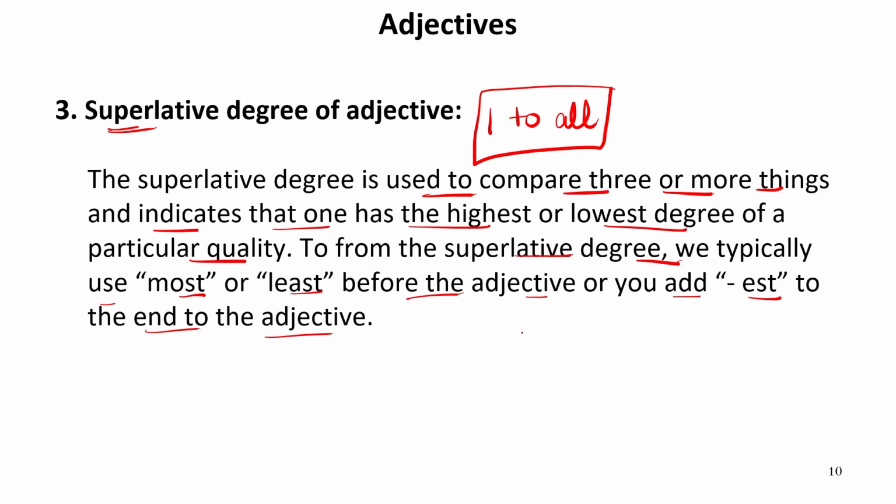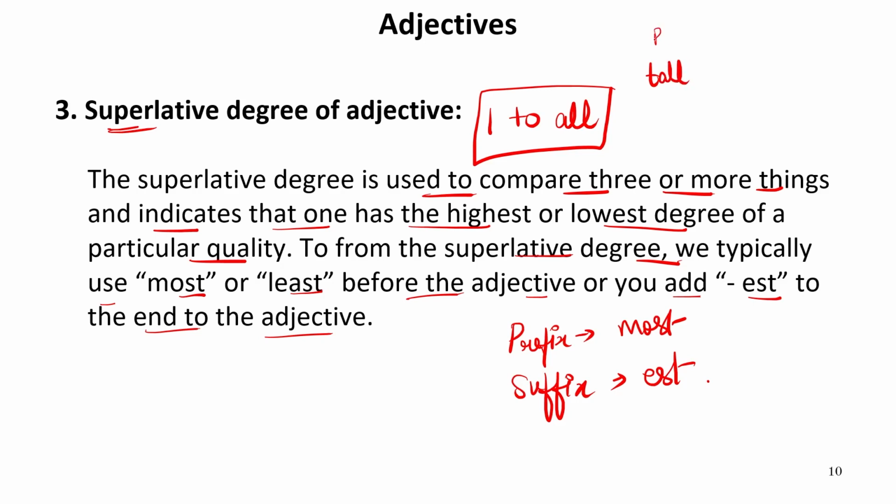For example, we use prefix that is most and suffix as est to convert the word into superlative degree of adjective. For example, if we have a word that is tall, now tall is a positive degree of adjective. Then if I have to convert this into comparative degree, I'll add er. So this will be taller. And to convert this into superlative degree of adjective, I'll add est, that is tallest. So I'm adding just est to convert this word into superlative degree of adjective.